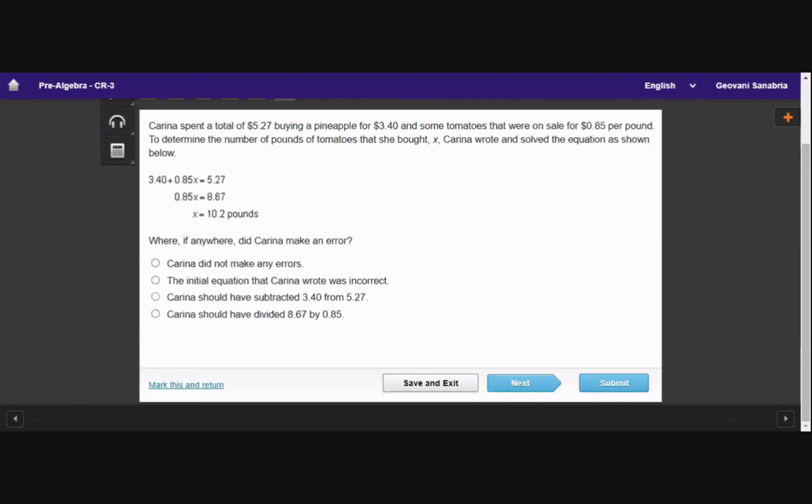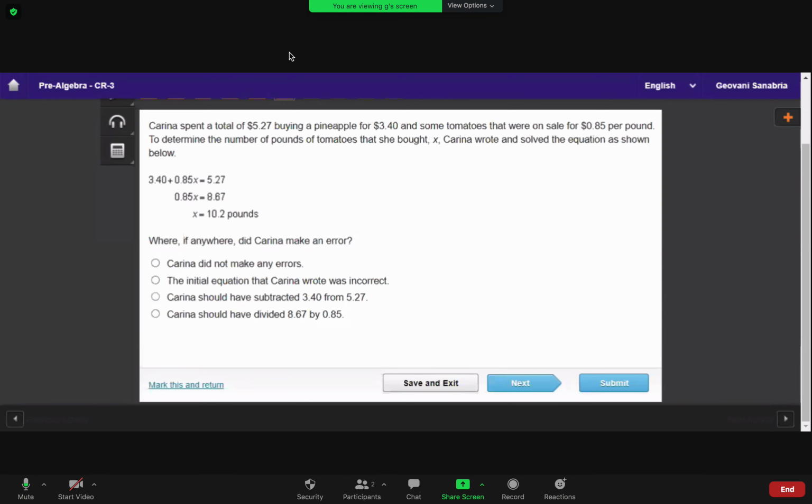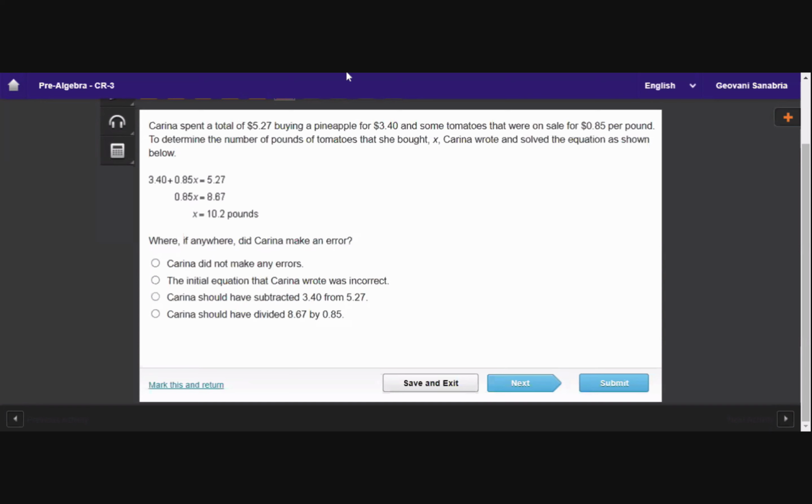Okay, so here, let me share real quick after I write this down. 3.40 plus 0.85x is 5.27. I'm going to just be typing. 1.87. There we go. And they got something different, right? Yeah. So you did the 5.27 minus the 3.40, right? Yep. And that's how you get the 1.87? That's correct. They got something else.